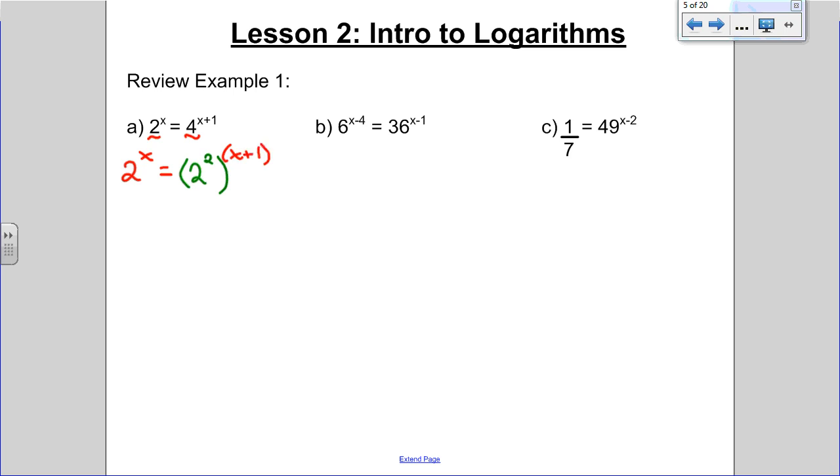Right, so we were changing everything so that it had the same base. Now we have a base of 2 and a base of 2. We used our exponent laws to multiply those two together. So 2 to the power of x equals 2 to the power of 2x plus 2.